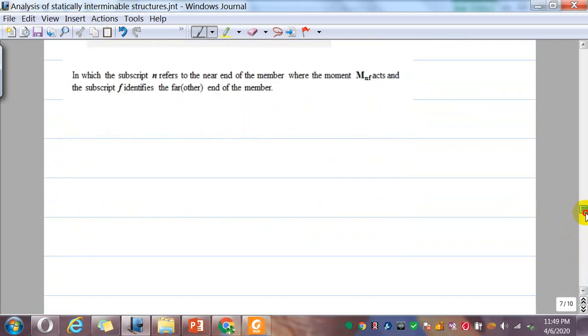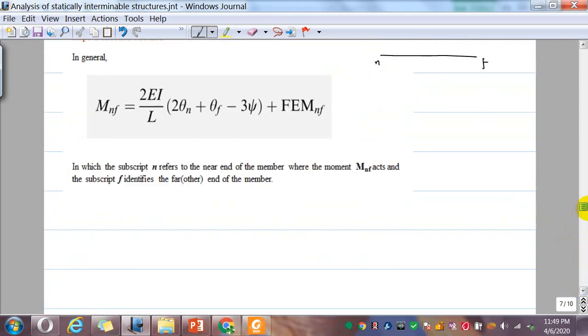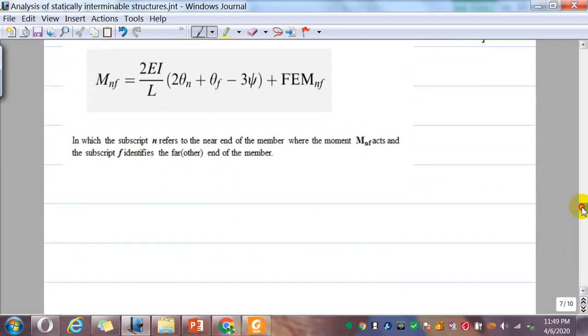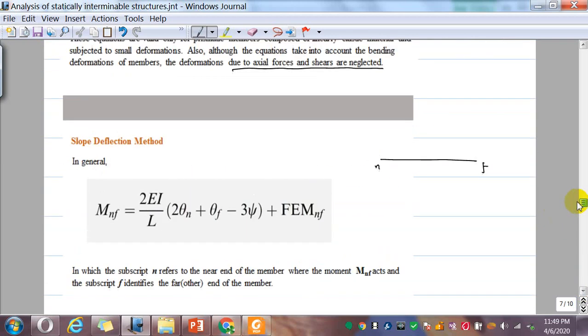Next we are going to do a problem. I'll upload the problem as a separate video. So the theory covers up to this, deriving the slope deflection equation.